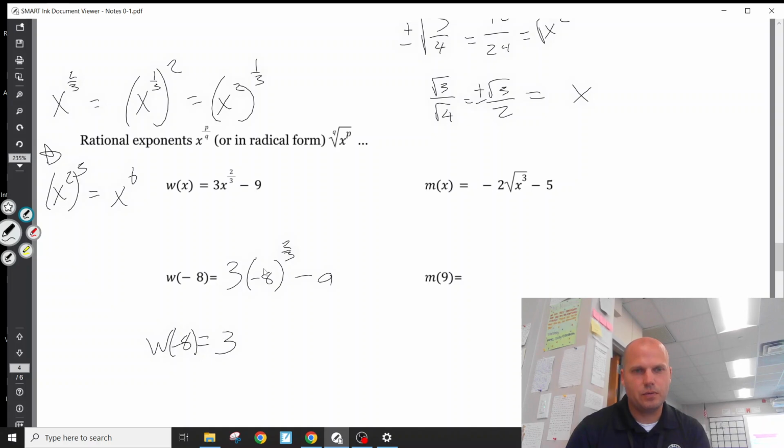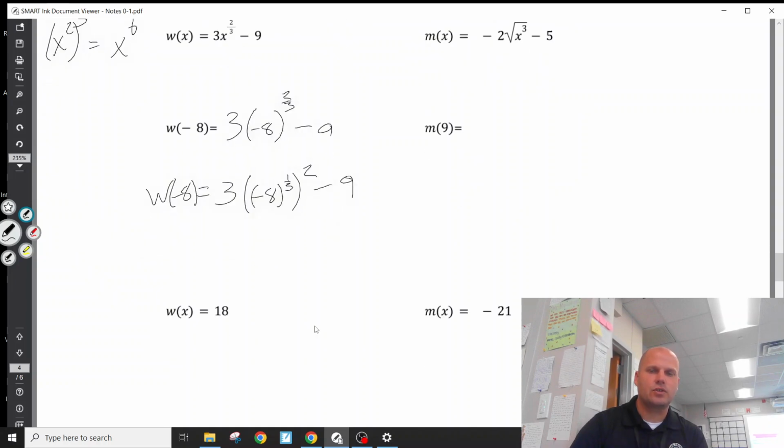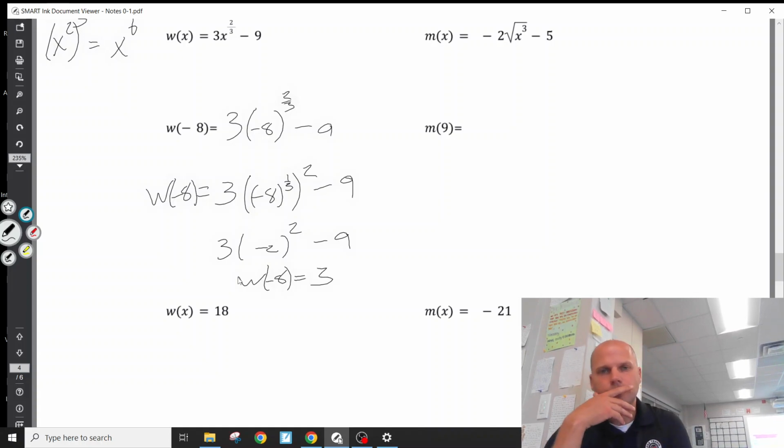instead of trying to square then cube root, you could do whatever you want in whatever order. I could take negative 8 to the 1/3 and then square it. This is something I can do. It's like, what number cubed is negative 8? That's negative 2. Negative 2 squared is positive 4. Positive 4 times 3 is 12. 12 minus 9 is 3. It'll be the same thing here.